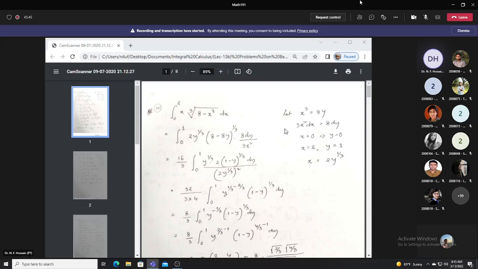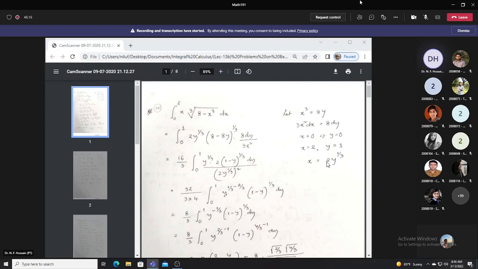Here the value of x should be (8y) to the power 1/3, that means 2 into y to the power 1/3. Now here we take 8 common. And for this dx, it would be 8 dy divided by 3x squared. Now you put down the value of x as 2 y to the power 1/3. So for x squared, it should be (2 into y to the power 1/3) whole squared.